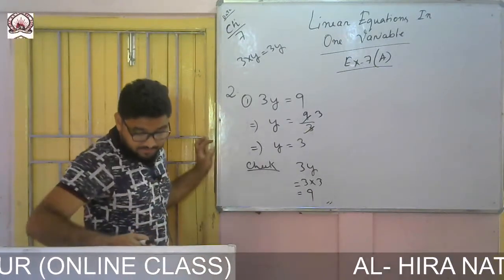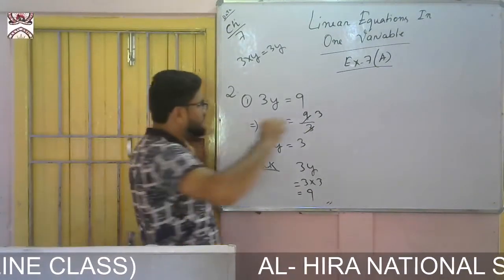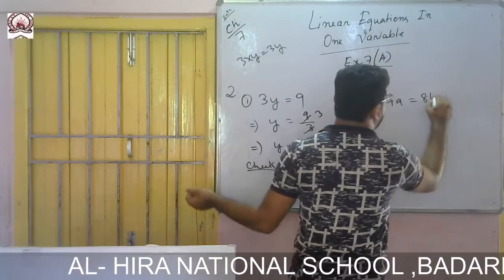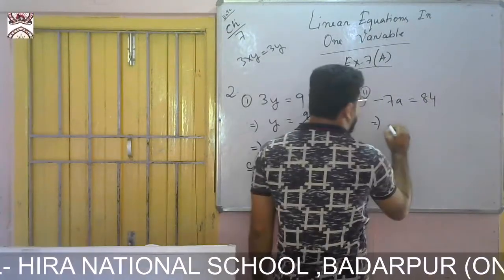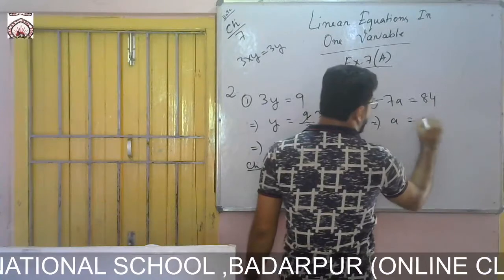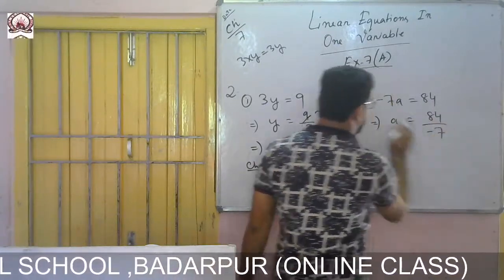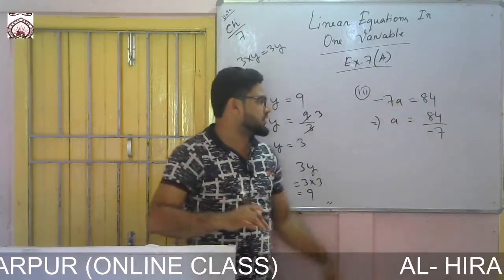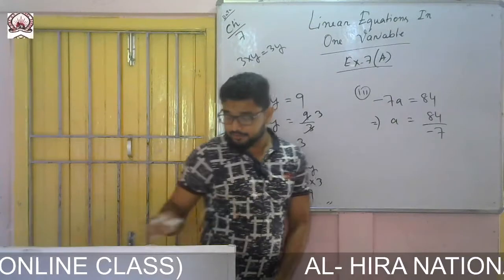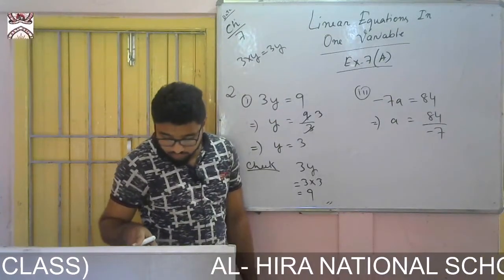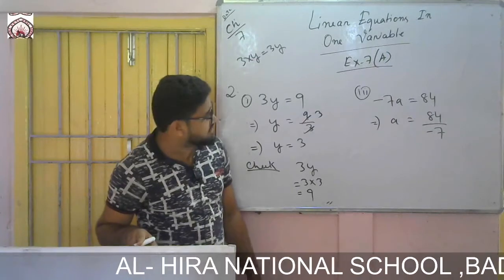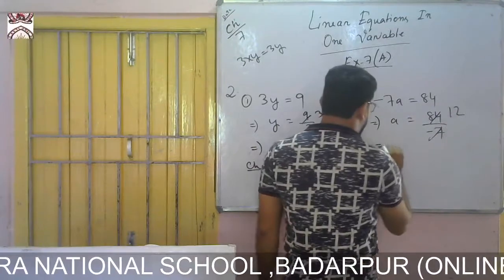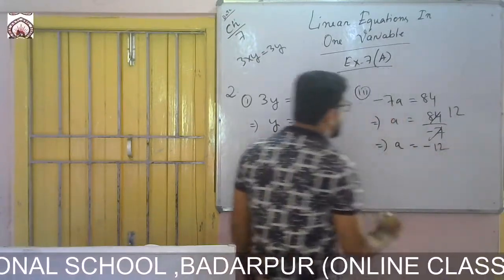Now come to question number 3. Minus 7a equals 84. So write like this: a equals 84 by minus 7. So it will come by division, because minus 7 and a are in a relation of multiplication. Minus 7a equals 84. Yes. So 7 12s are 84. One minus is there. So answer will come minus 12. Now you check.